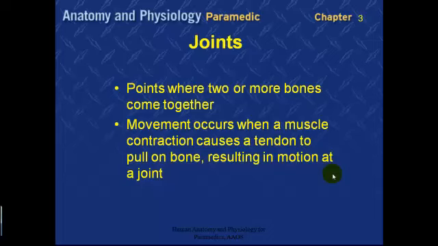A joint is defined as a point where two or more bones come together. Movement occurs when a muscle contraction causes a tendon to pull on the bone, resulting in motion at a joint. But all motion is not the same at every joint, and all joints are not the same. We'll explore here in a minute the different classifications of joints and the types of motion that are allowed for that type of joint.